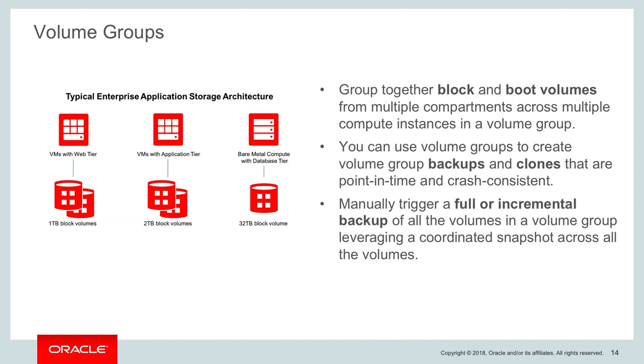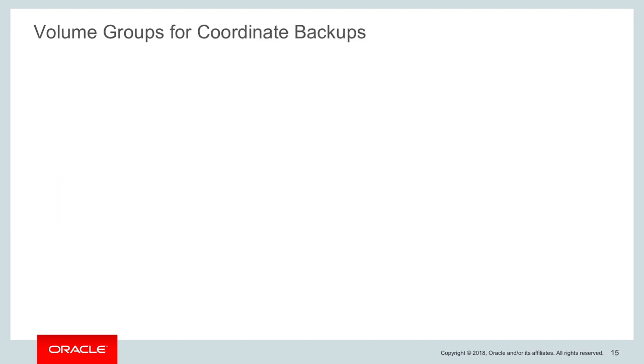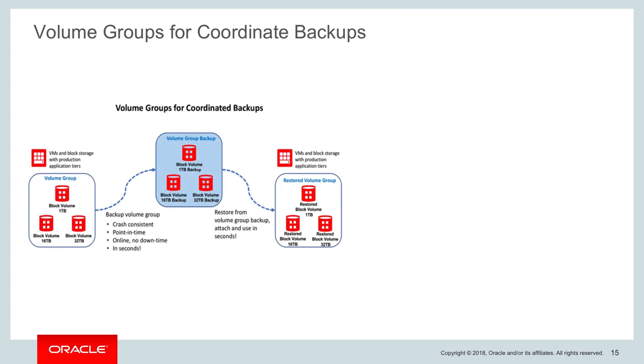You can manually trigger a full or incremental backup of all the volumes in a volume group. So you can also leverage coordinated snapshots across all the volumes. Groups for coordinated backups. So here's a picture of that, right? You have your virtual machine, your application, and you have blocks associated to that server. So you created a volume group, and then after you created the volume group, you said, I want to combine those three volumes together.